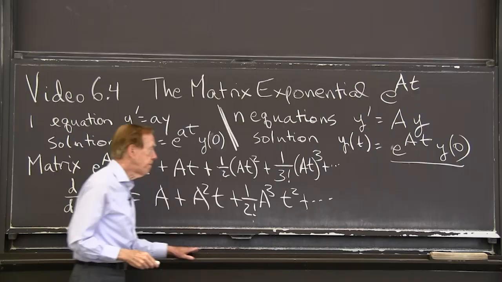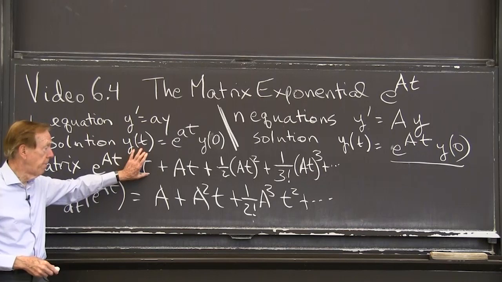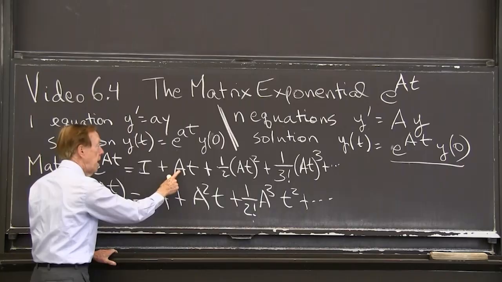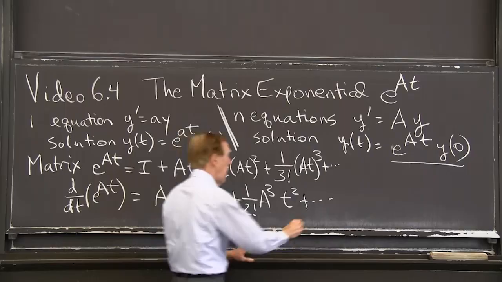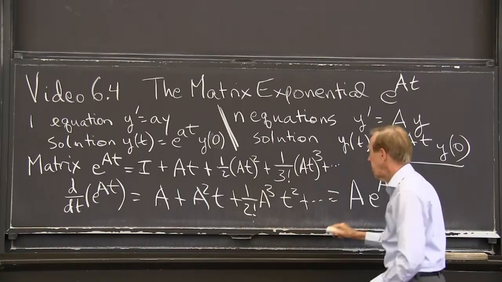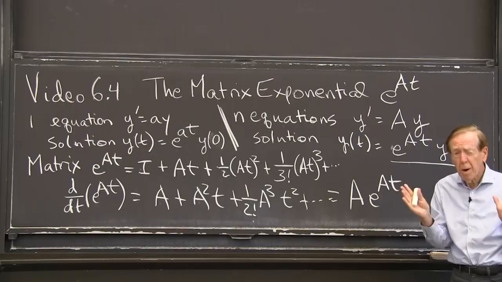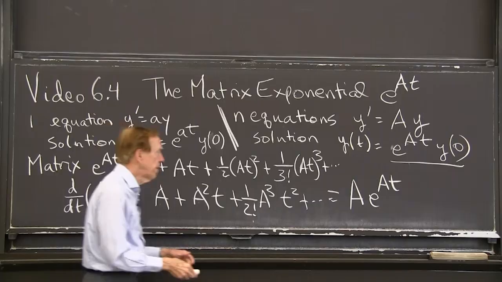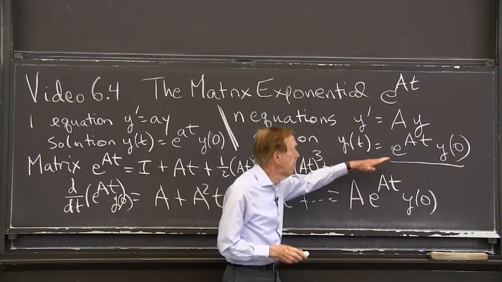And I look at that, and I say it's very much like the one above. Look, this series is just A times this one. Multiply this top one by A. A times I is A. A times At is A squared t. Term by term, it just has a factor A. So A e to the At is the derivative of my matrix exponential. It brings down an A, just what we want. So then if I add a y of 0 in here, that's just a constant vector. I'll have a y of 0 here. When I put this into the differential equation, it works.